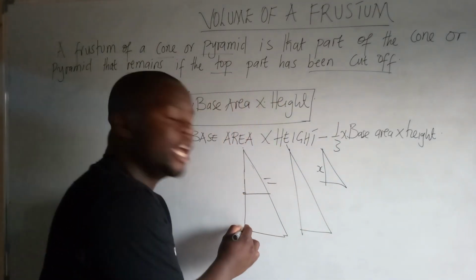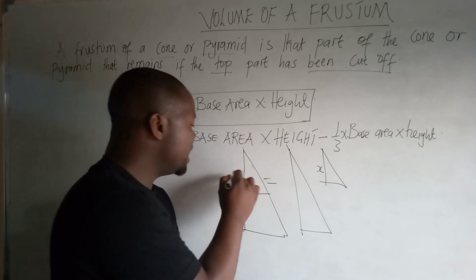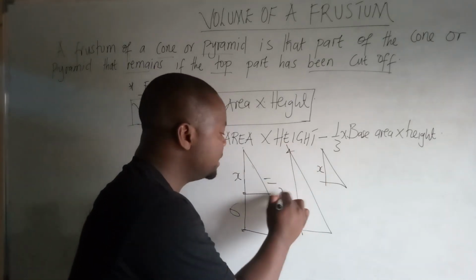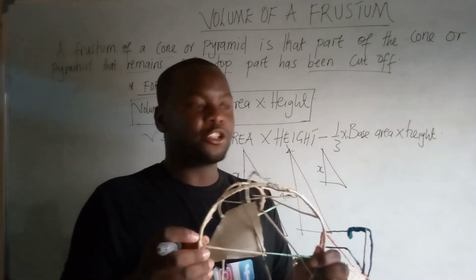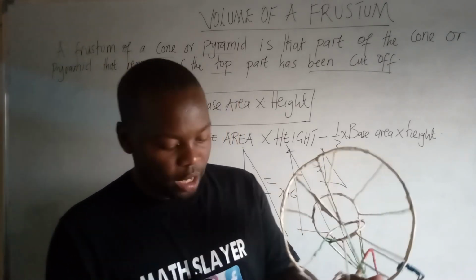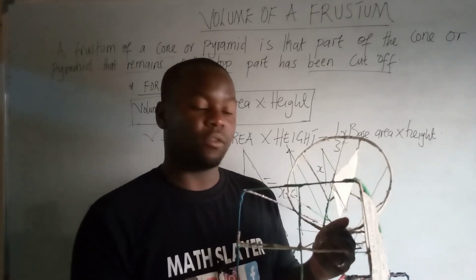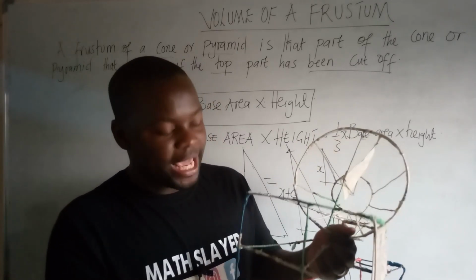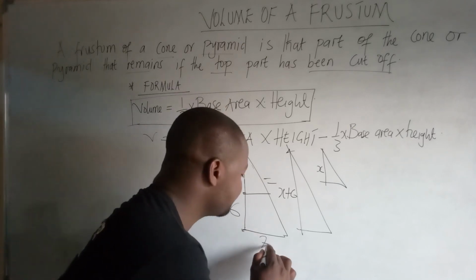So the height of the frustum you'll be given. For example, if I told you 6, with reference to the previous video, and then here you put x, it means that from here up to here it is x plus 6. And then the radius: if it's a cone, the radius or the diameter you'll be given. If it's a pyramid, the length of a rectangle or a square you'll be given. If it's a square and I told you 14, then from here up to here it's 7. So you write 7 here.